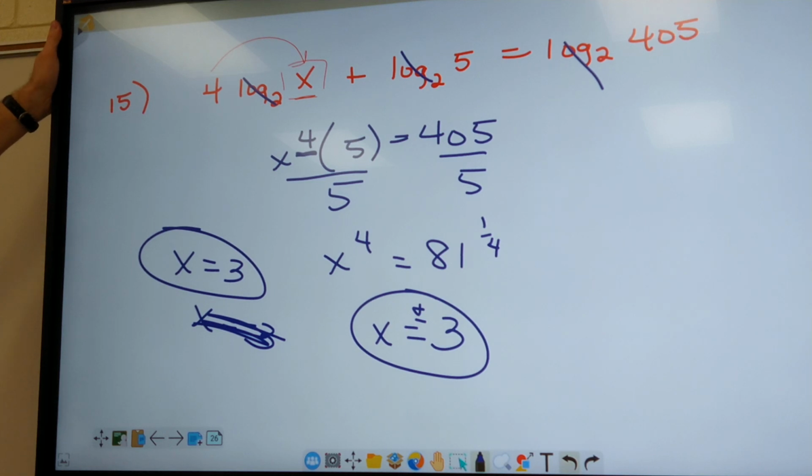Why do we need to divide by 5? Well, you've got to solve for x, so we've got to get the x by itself. Okay? Trying to think if there's another way you could do it, but I don't think there is.